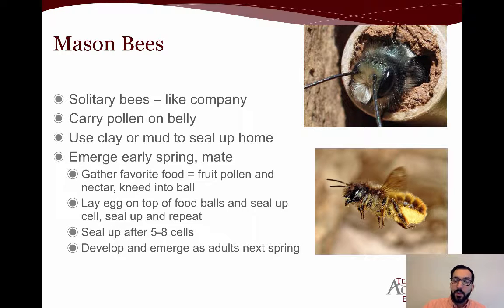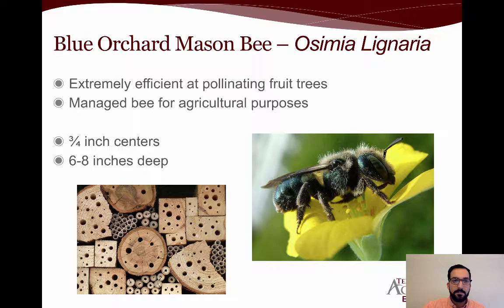They basically emerge early in the spring, and that's when they mate. They gather their favorite food, which is fruit pollen and nectar, and they knead that into a little ball. They lay an egg on top of these food balls and seal up the cell, and then they repeat. There's the blue orchard mason bee. All right, extremely efficient at pollinating fruit trees, and it's a managed bee for some agricultural purposes.